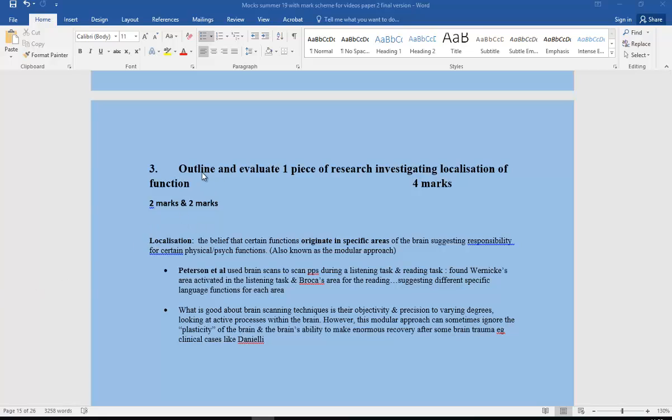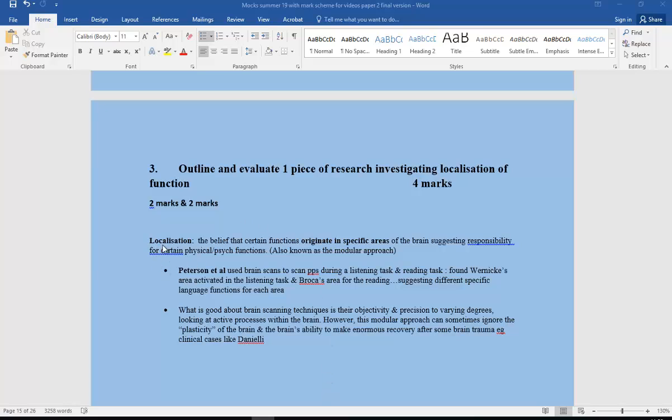So remember, this would be outline for 2 marks, evaluate for 2 marks, and it's only one piece of research. So be careful which one you pick. I would suggest that we use maybe Peterson, or you could use Finis-Gage. The only thing is I'm a little bit wary with Finis-Gage because it wasn't specifically investigating localization of function. So something like Peterson may be better, but I will run through Finis-Gage as well.